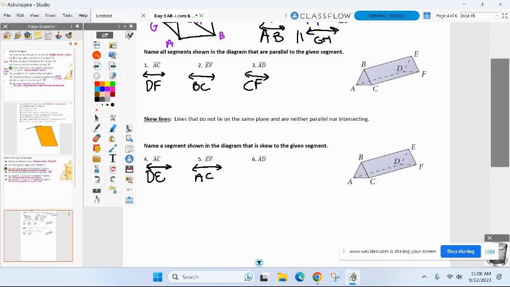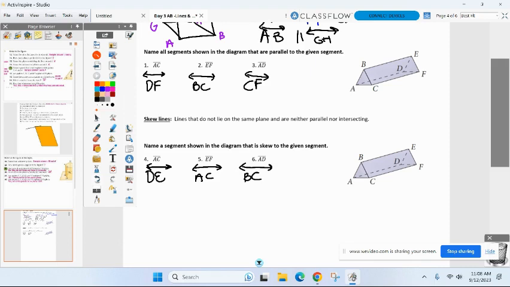And then anything on AD? Anybody want to throw one out for AD? Skew to AD. One more time. Skew to AD. What do you got for me, BC. AD, BC. Yep, they're good to me. You could have all said EF there. That would have been fine.